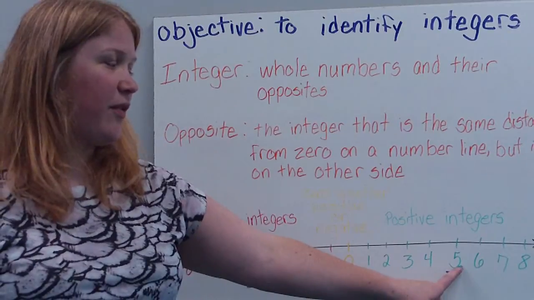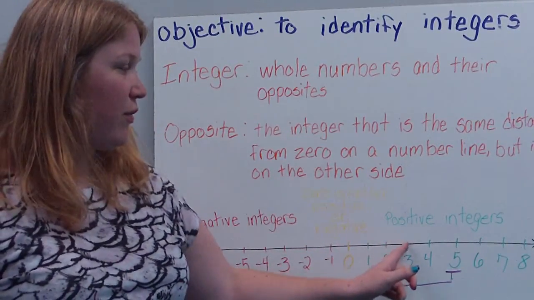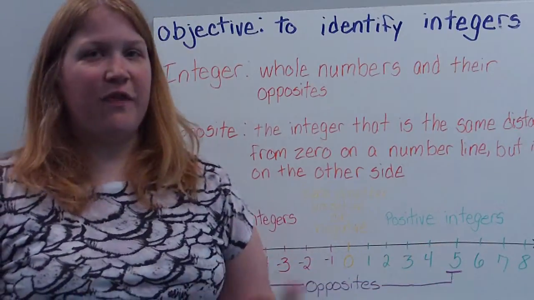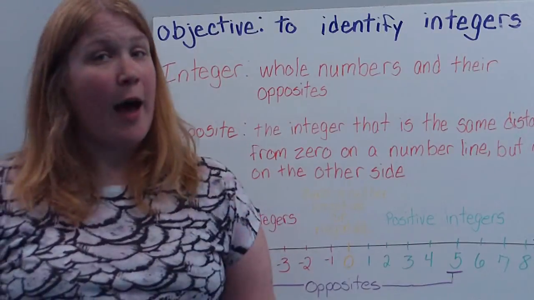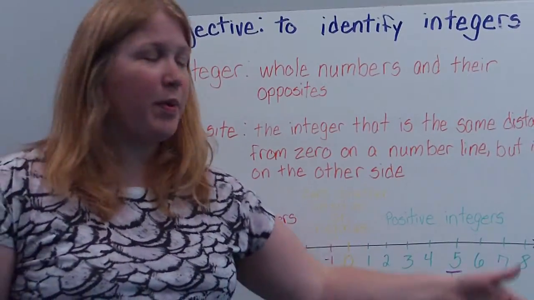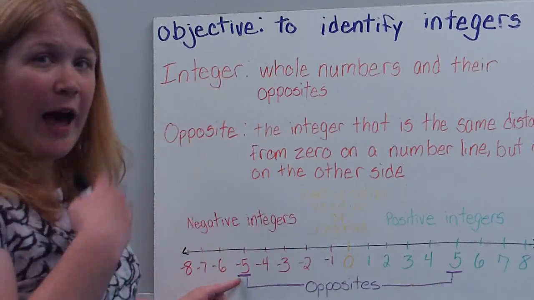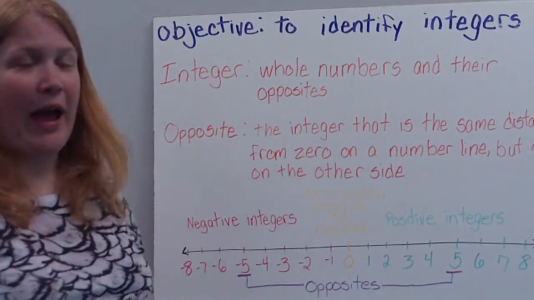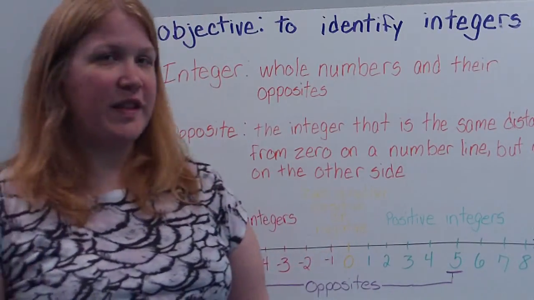If we look here at the number 5, how far is it from 0? Well, if we count over, 1, 2, 3, 4, 5, it's 5 digits from 0. If we go over on the other side, that means its opposite should be 5 digits from 0, but on the opposite side. So if we go over here, 5 digits on the opposite side of the line, we now have negative 5. It's kind of a mirror, if you will, over the 0.